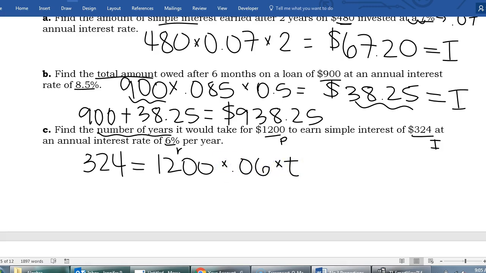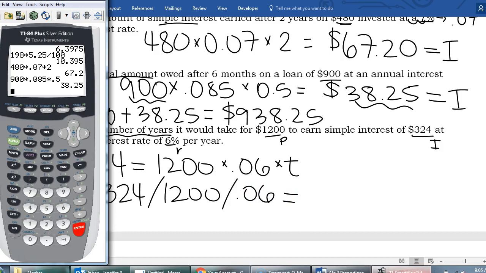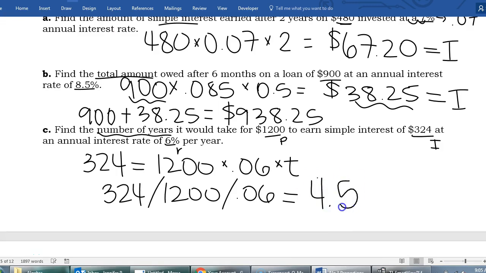So I need to solve this equation. Easiest way to do that would be to undo all my operations. I'm going to undo my multiplies with divides. So 324 divided by 1,200 divided by 0.06 should tell me how much time this is going to take. Looks like it's going to take me about 4.5 years to build this money in interest with the current terms.